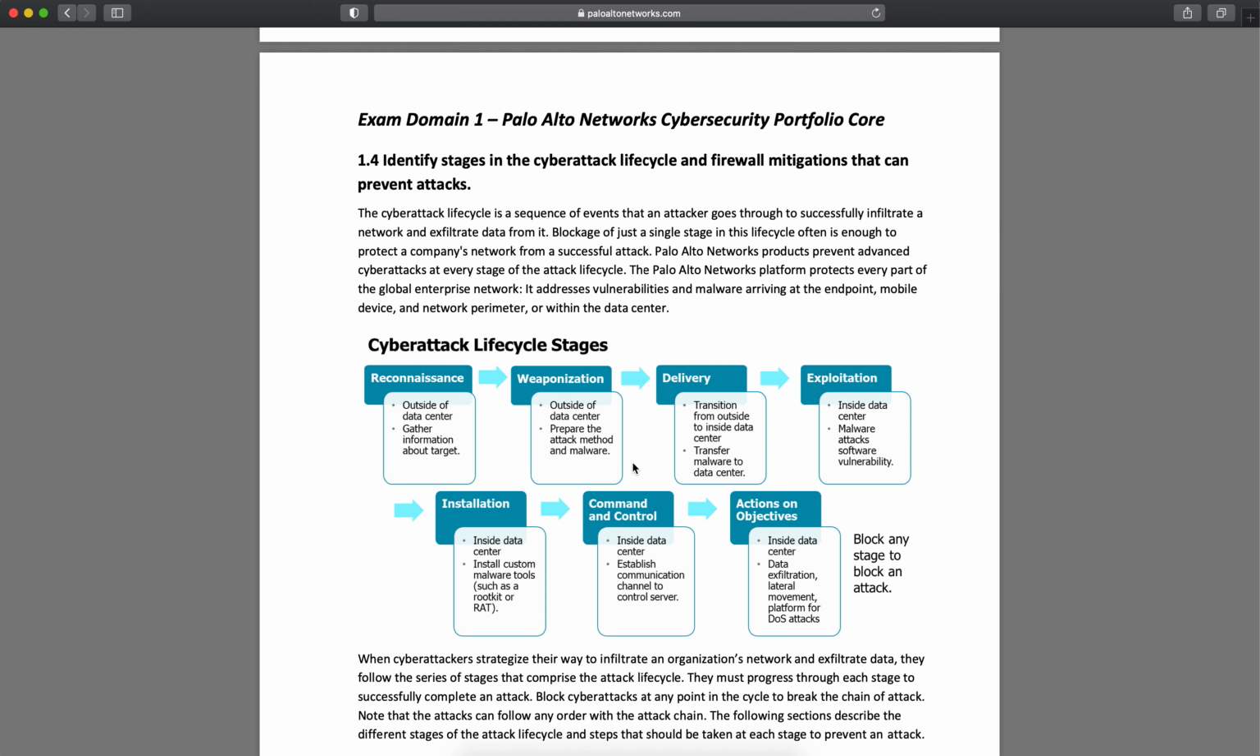The second part is weaponization. This really is when the attackers are trying to form the payload and determining, hey, how do I get this to the end user. So is it going to be a PDF? Is it going to be a doc file? What's it going to be? And preparing that transition. Delivery is the actual transmission from the outside to the inside of the network here.